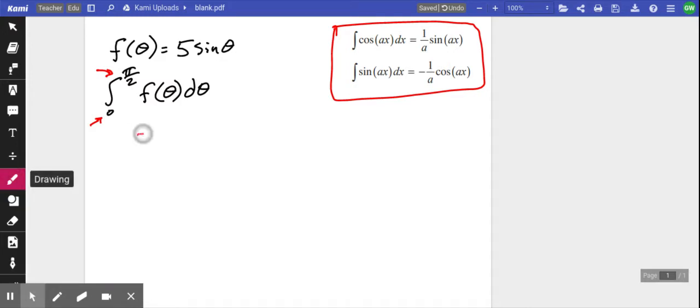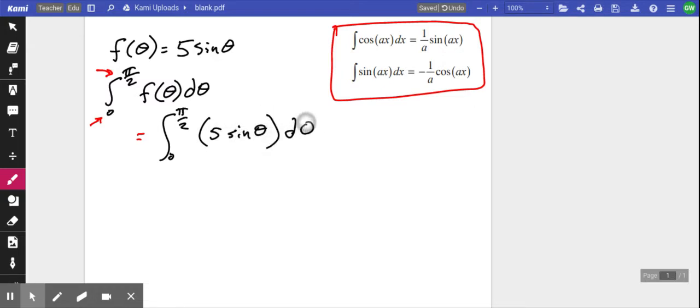We start off by saying, we want to integrate from 0 to pi over 2 of 5 sine theta, and that's integrating with respect to theta. Now, that 5 in front of the sine theta is a constant that can come out of the integral. So then we have 5 times the integral from 0 to pi over 2 of sine theta d theta.